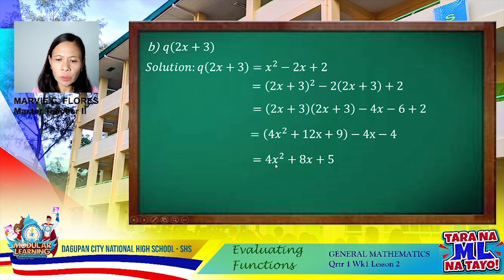Copy 4x squared. Then 12x minus 4x. They are unlike signs, so we're going to subtract. 12x minus 4x, that is 8x. Why positive? Get the sign of the highest number. Then, for the last term, positive 9, negative 4, they're also unlike signs. So we're going to subtract again. 9 minus 4, that is 5. Why positive? The sign of the highest number. So it means the value of the given function is 4x squared plus 8x plus 5.